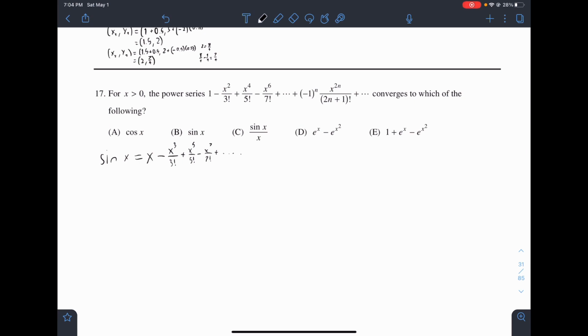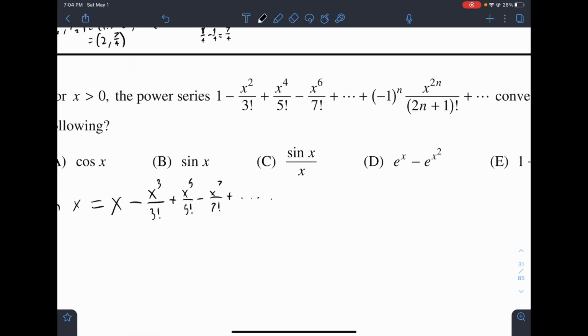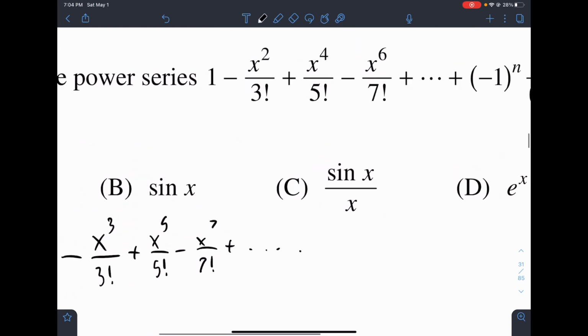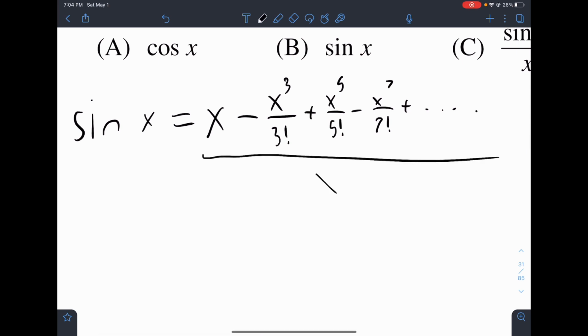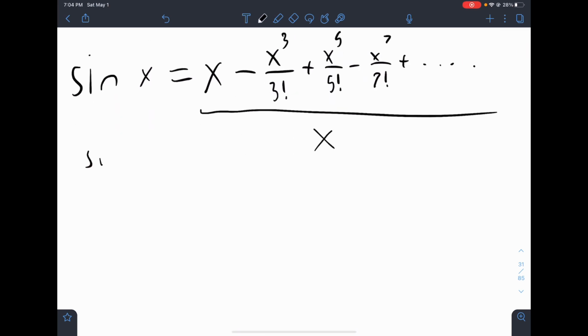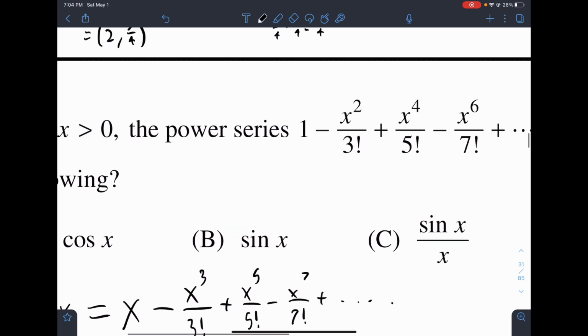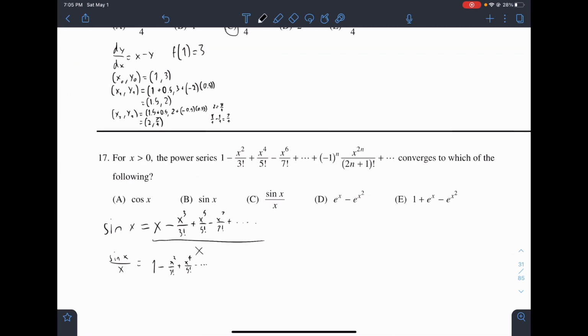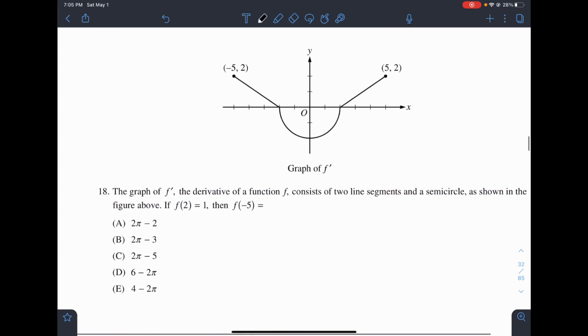So now that we know this, we can see that if we consider option C, if we divide everything by x, so let's just imagine we divide this whole thing by x, we get sine of x over x, which equals 1 minus, we take an x out of here, x squared over 3 factorial, plus we take an x out of here too, x fourth over 5 factorial, minus, and so on. And so that's going to give us what we want here. So we don't need to consider this part. We can just say that it's sine of x over x. And so C. Awesome.